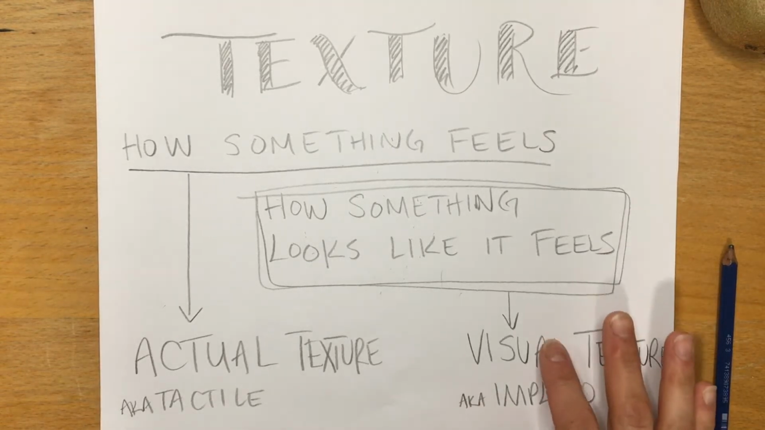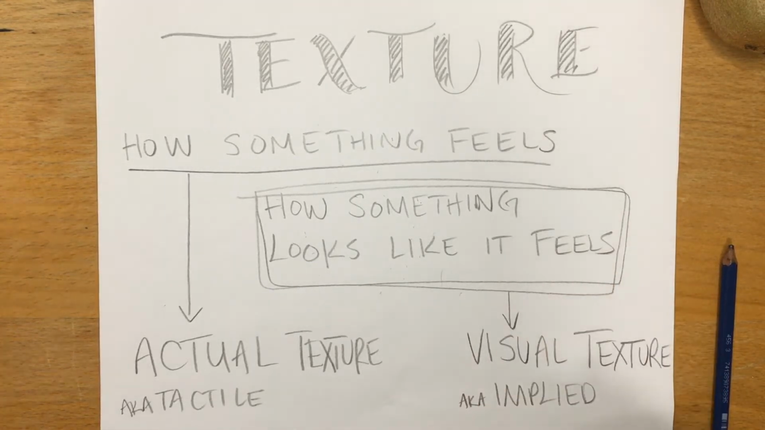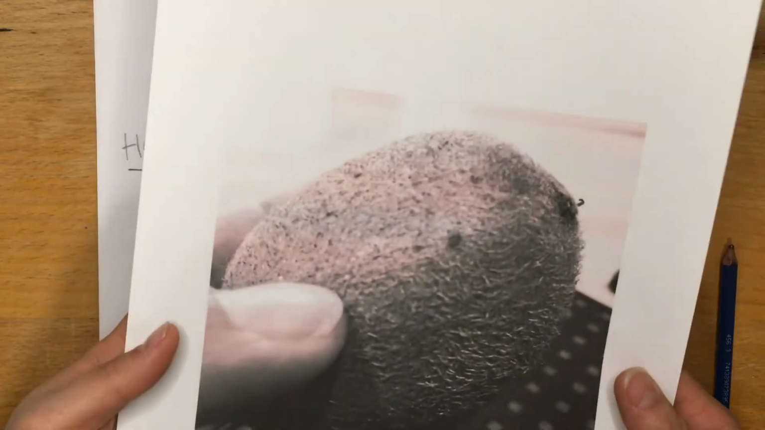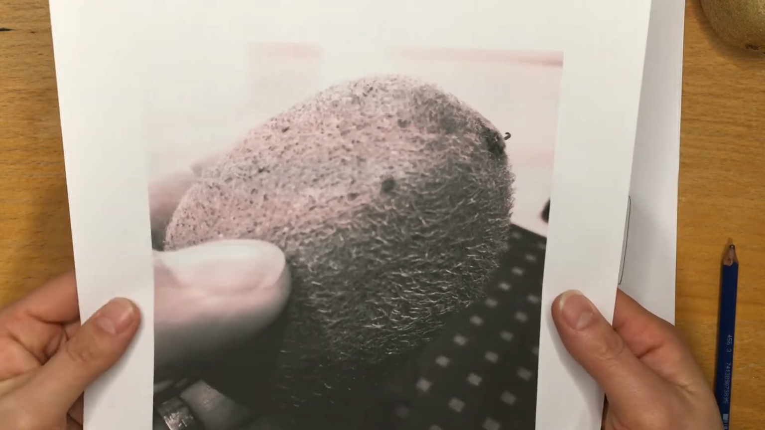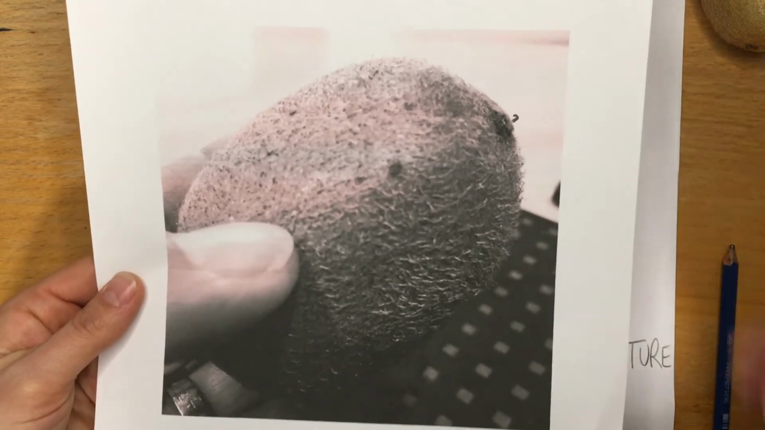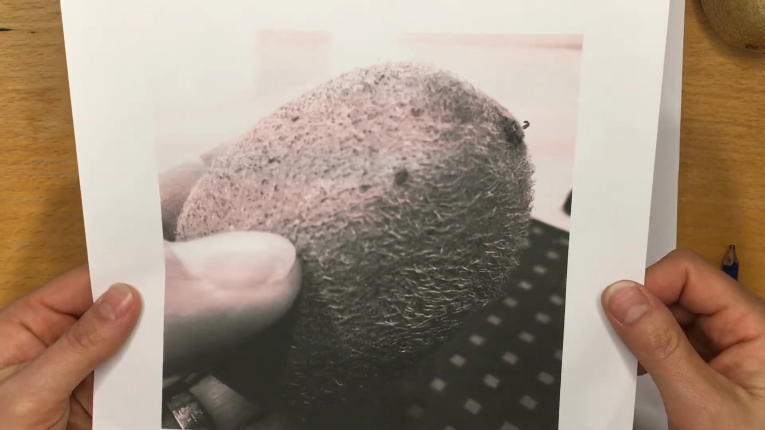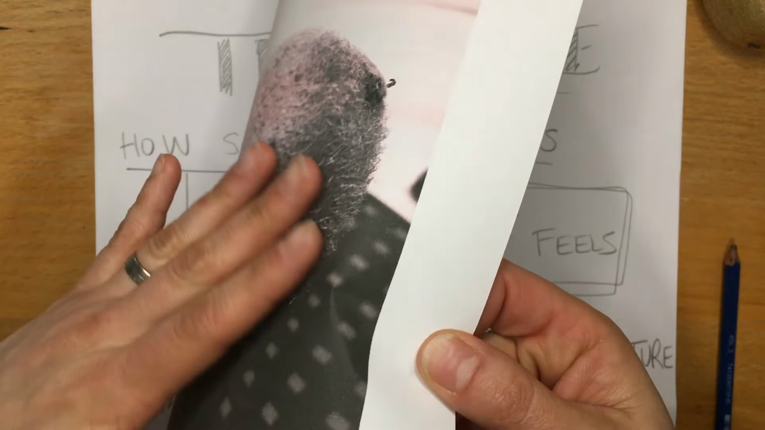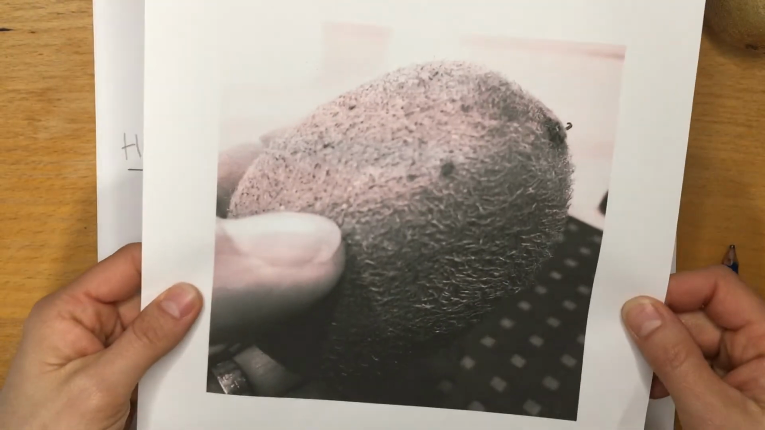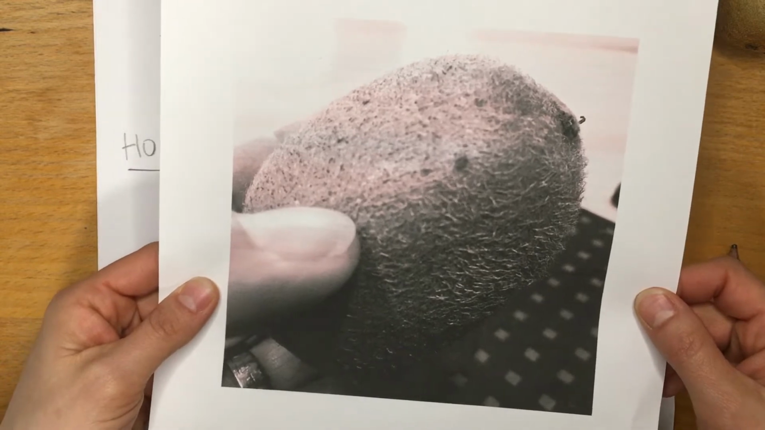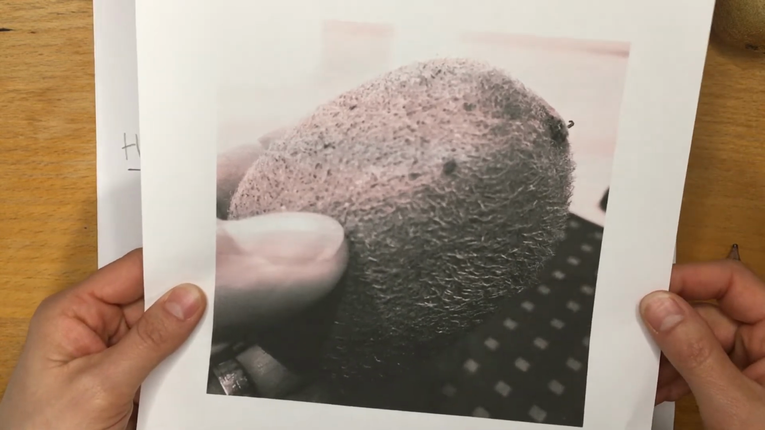So for this one, if you were looking at a photograph of a kiwi, you can see that the surface of the kiwi is a little rough and a little hairy, even though the actual surface of the photograph is smooth. This is the illusion of texture in artwork.